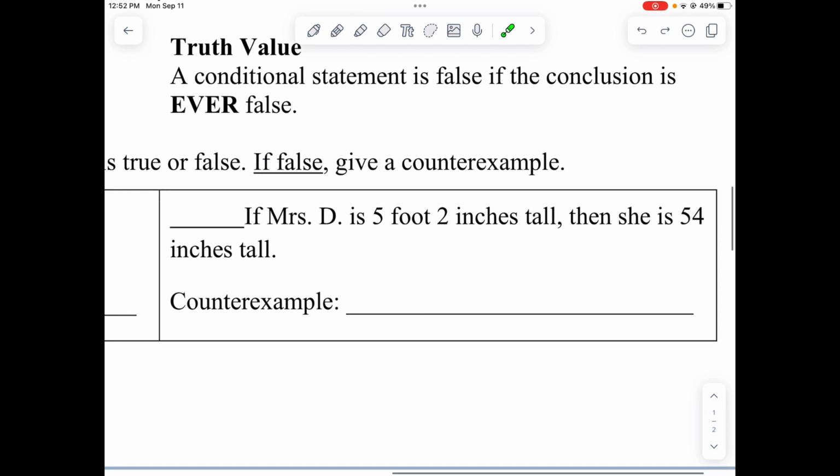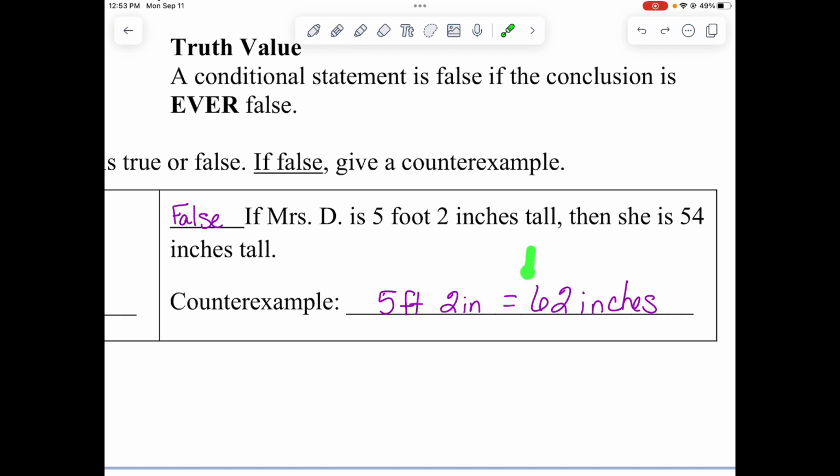The second one says, if Mrs. D is 5 foot 2 inches tall, then she is 54 inches tall. Well, I think about that one is also false. And my counterexample is 5 foot 2 equals 62 inches. Mrs. D is 62 inches. And you could write it this way. You could put Mrs. D is 62 inches tall, something like that.